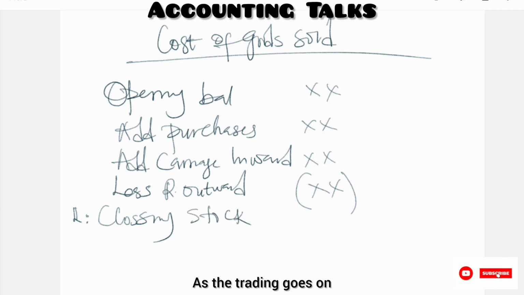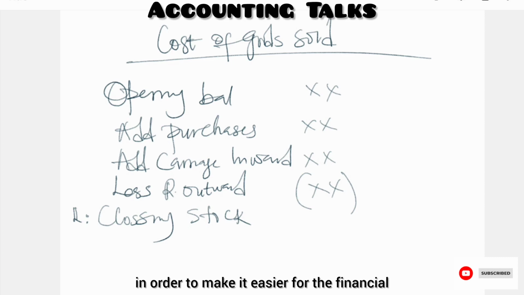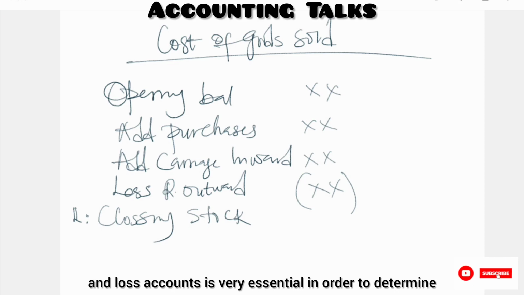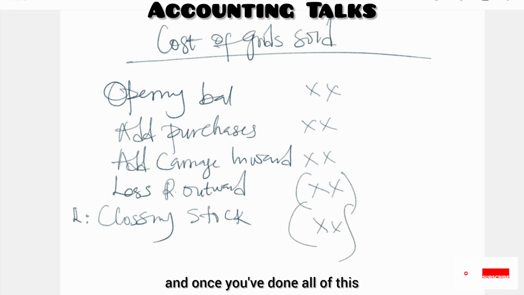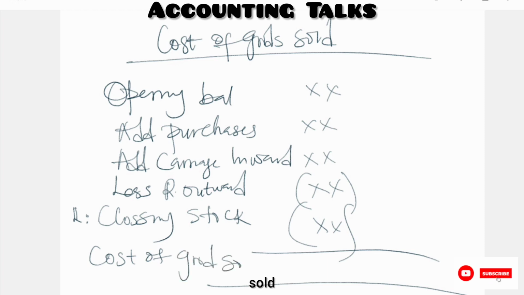As the trading goes on, all these transactions are being recorded, in order to make it easier for the financial statement to be prepared. Remember that cost of goods sold is usually found in the income statement, the trading profit and loss account. It is very essential in preparing your trading profit and loss account, in order to determine what your profit is going to be. So we reduce the closing balance. And once you've done all of this, what you're left with is cost of goods sold.